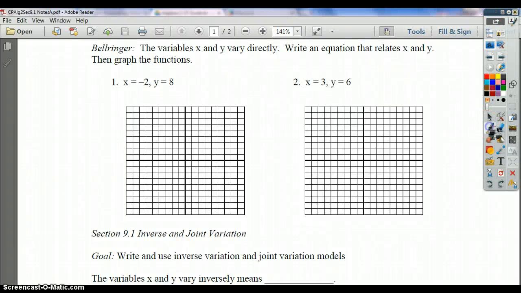Hey guys, this is 9.1 filing, chapter 9 after we did 2.4 direct variation. The bell ringer is just a review of what you were supposed to pick up in 2.4. Remember, direct variation looks as such.